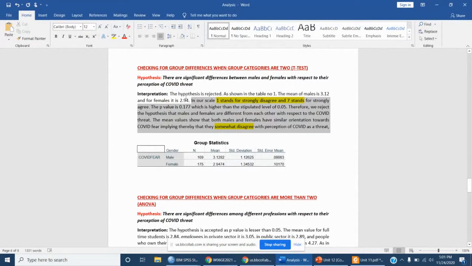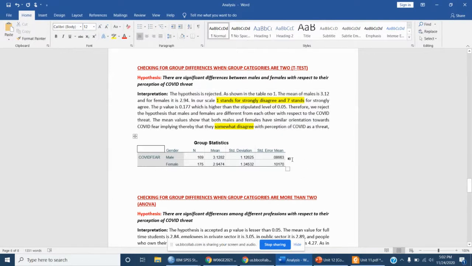So this is how you will interpret. This is a very simple, smart interpretation of your hypothesis. So if your hypothesis was that males and females have a different perception of COVID as a threat, then that hypothesis is rejected, and you need to interpret your hypothesis in this particular template. So this is the template that you need to show in order to interpret your hypothesis.